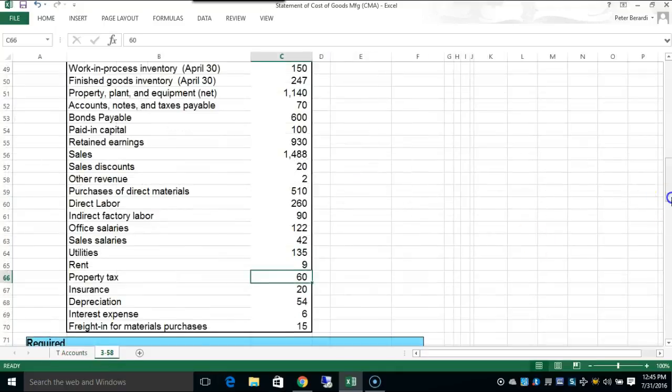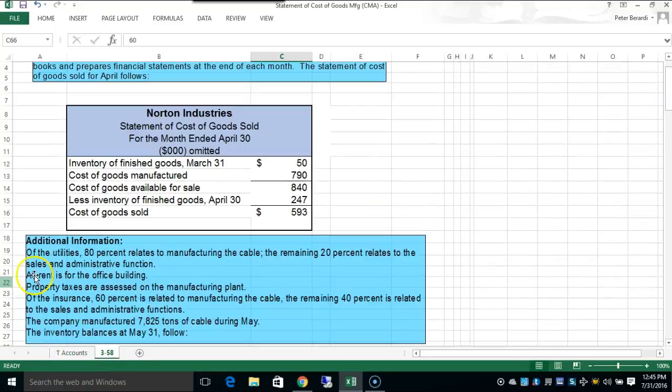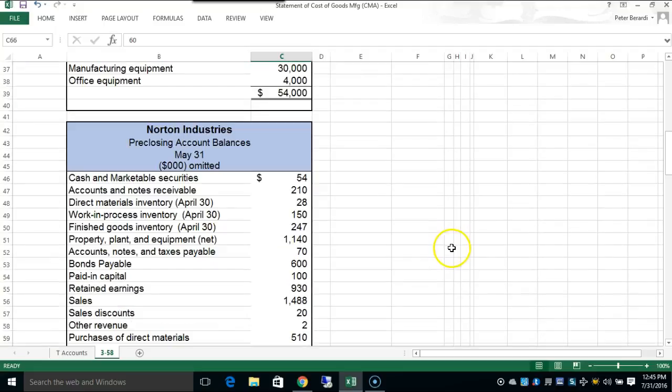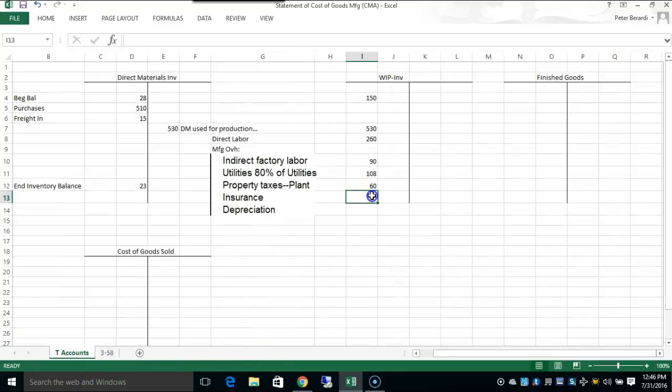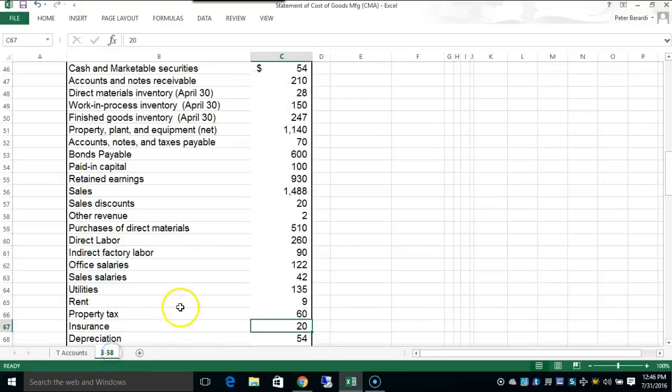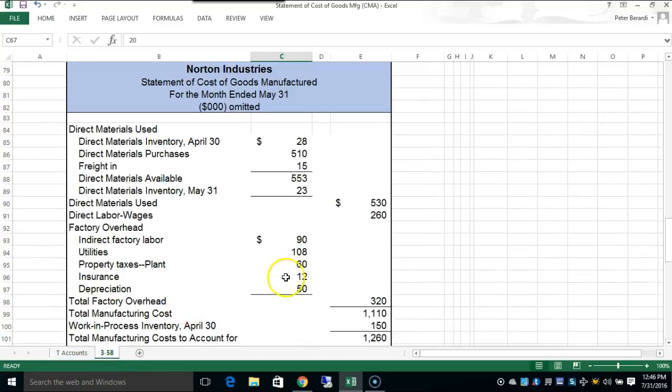Insurance is another allocation. In the problem they said that insurance is 60% manufacturing, 40% related to sales and admin. So insurance is 60%. So let's go to our insurance number of 20. Multiply that by 60% and we get 12. So we'd be debiting WIP for 12, crediting manufacturing overhead applied for 12. And that's what we have in the statement.